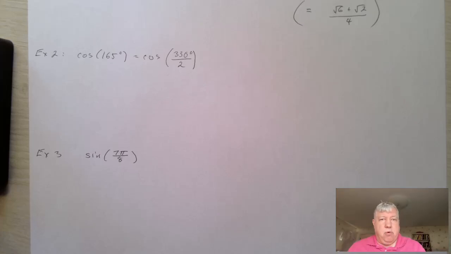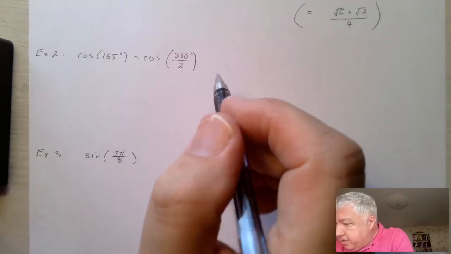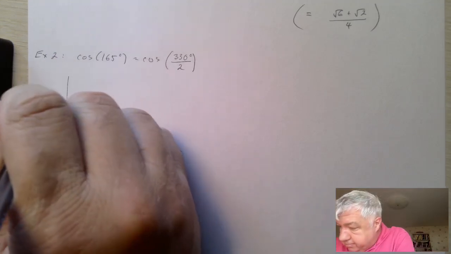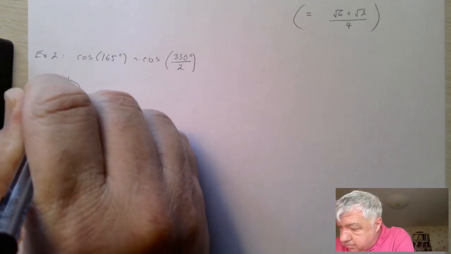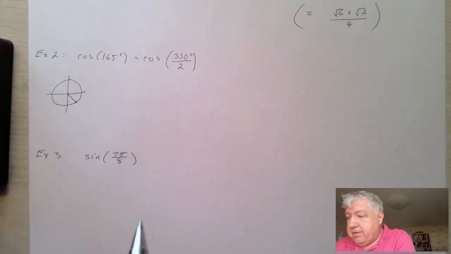Okay. Now, well, wait a minute. What's 300 degrees? Is that one of our well-known angles? And actually it is. Okay, because 330 degrees is in the fourth quadrant, right?